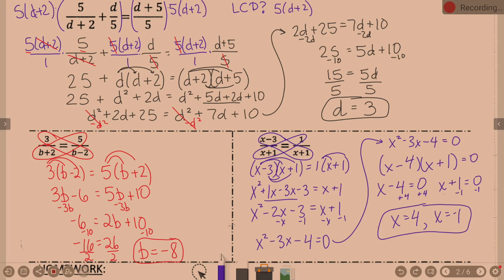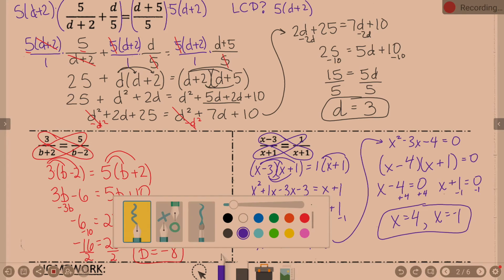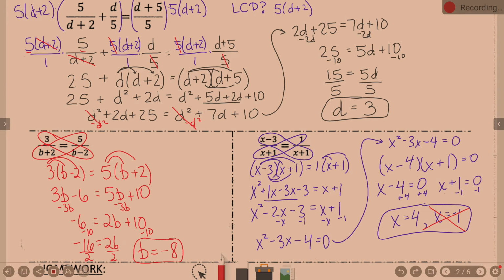I have a solution here of negative 1. What happens if I put negative 1 into this denominator? That becomes 0. Are we allowed to have 0 in the denominator? No. So this negative 1 doesn't actually work as an answer, and the only actual answer is x equals 4. We didn't have that happen anyplace else, so we don't have to really worry about it. But be aware, because that could happen on homework.